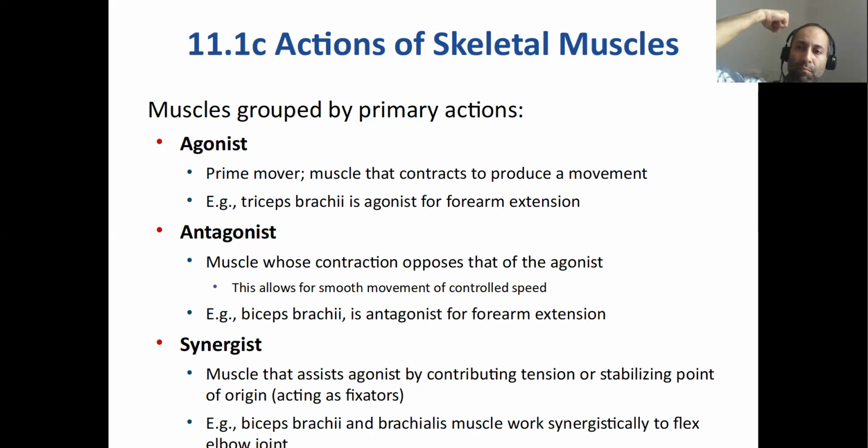For example, when you flex your forearm, the biceps brachii is contracted, but the triceps brachii is relaxed, as you can see, right? And that allows you to flex your forearm. When you extend your forearm, the exact opposite happens. The triceps brachii is contracted here, and the biceps brachii is relaxed. So that's what antagonists do.